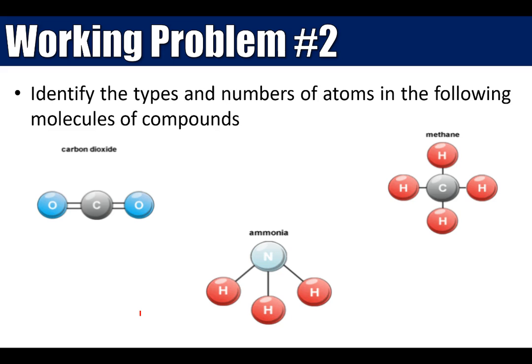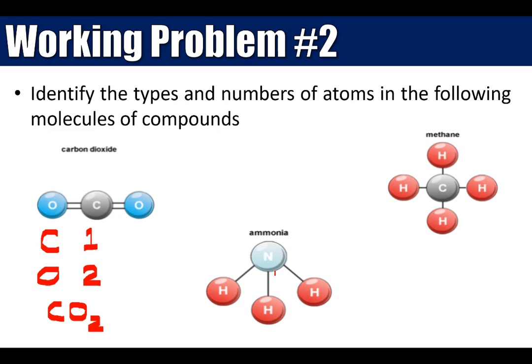Working problem number 2. You are given these 3 compounds here and you need to identify the types and number of atoms. It is still the same question, but it's a different way of how they're phrasing it. So carbon dioxide, all right? I will always go for the central atom here first, all right? So how many carbons do we see? We see 1 carbon. So remember, we have to identify it first. So 1 carbon, how many oxygens? We have 2 oxygens. Okay, so therefore, when you write your chemical formula, it would be CO and 2.